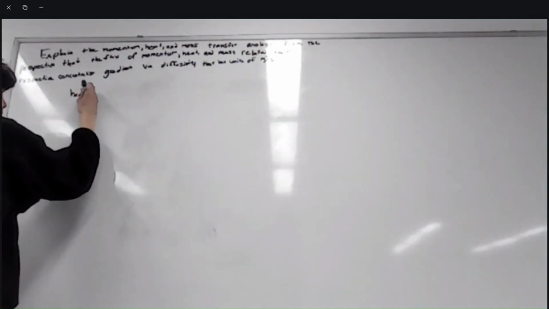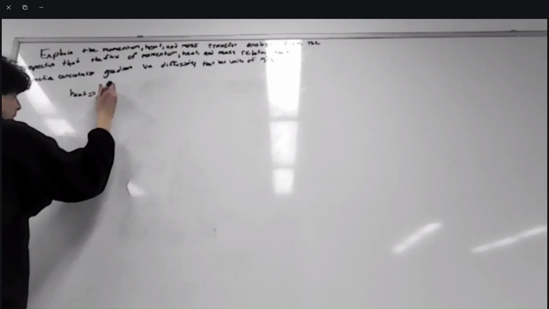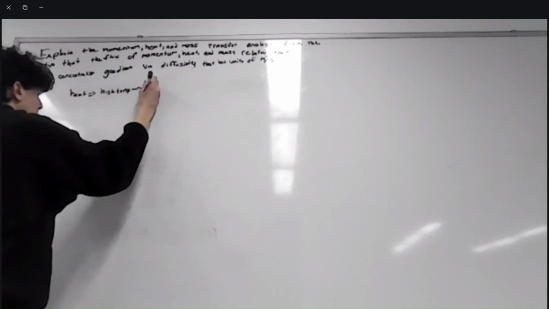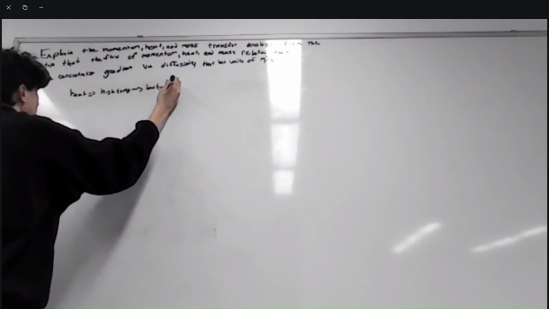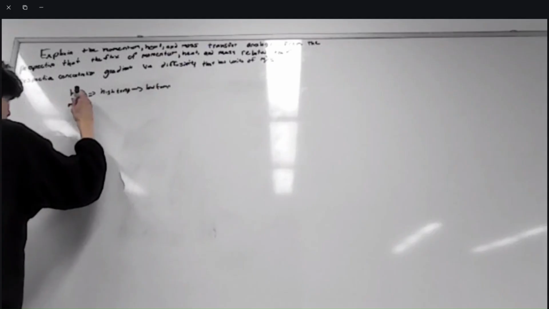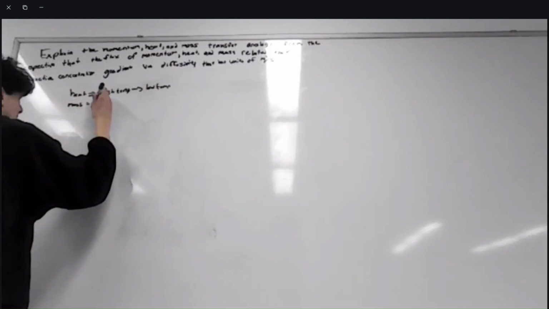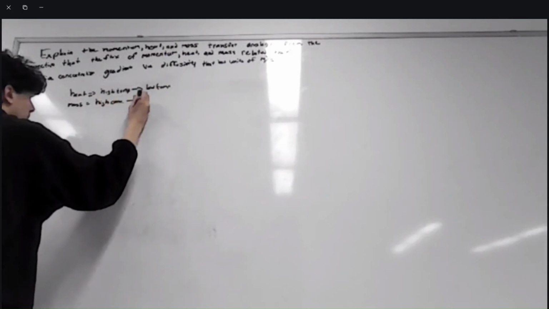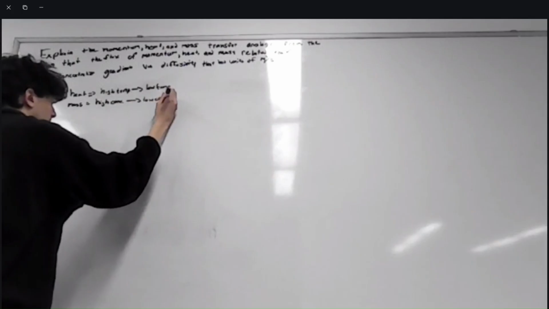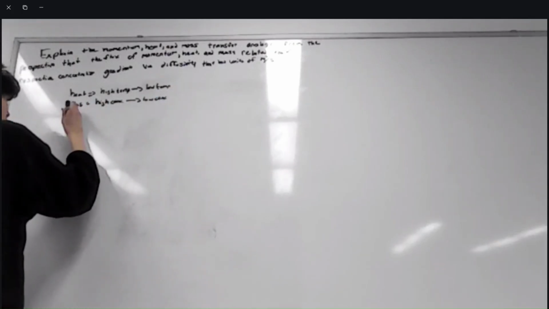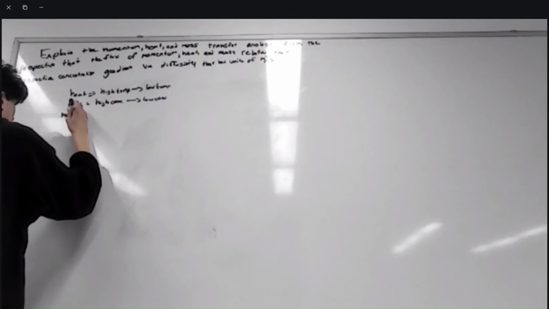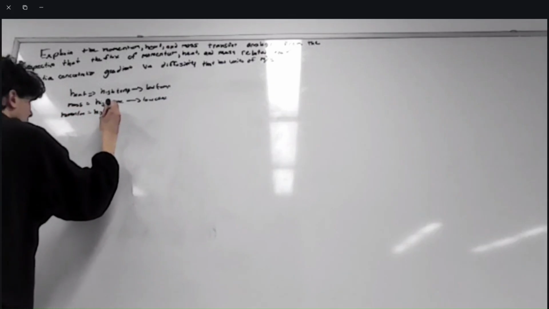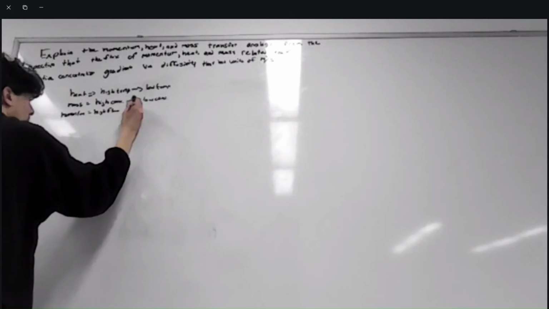So our heat is going from high temp to low temp. Mass is going from high concentration to low concentration. Our momentum is going from the high flow to low flow.